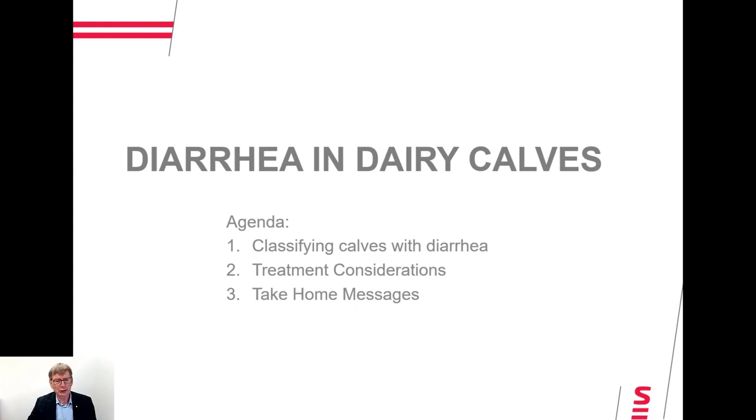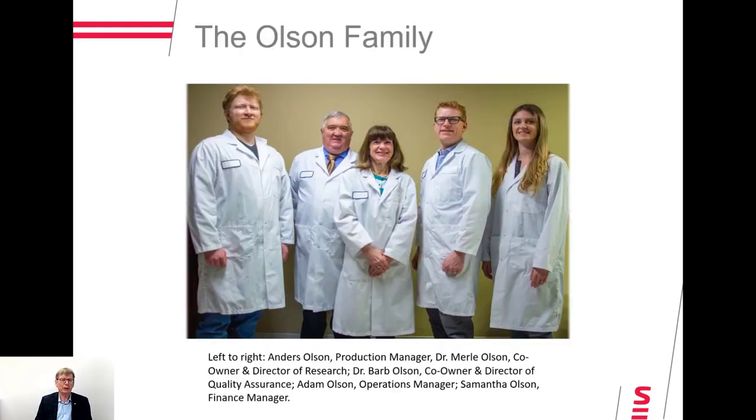So let's get started. This is the Olsen family. In the middle, we have Dr. Merle Olsen, and on his side is his wife, Dr. Barb Olsen. On the side of each of them are their two sons, and to your far right is Samantha Olsen, who is married to Adam Olsen.